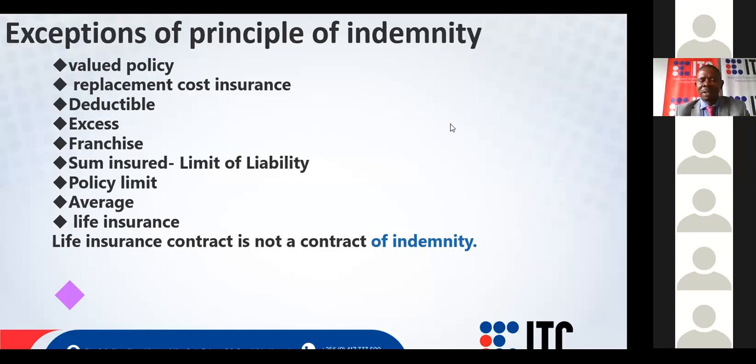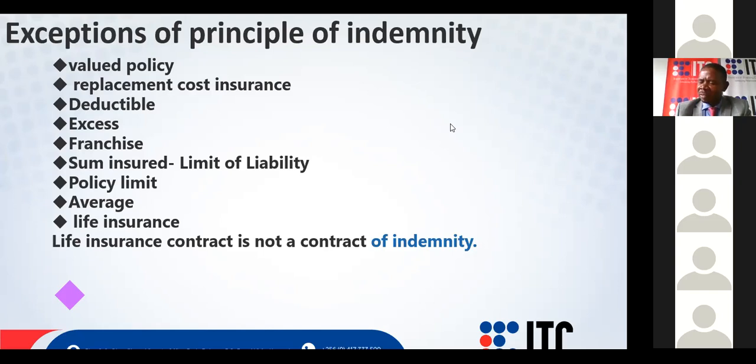And when it comes to franchise, this treatment is not so much in Uganda, but it's also an avenue of having the client make a contribution. Now, on franchise, there are two scenarios. Here we are looking at the loss in terms of what is considered as the contribution, and at what point the insurance company will come into play to pay.